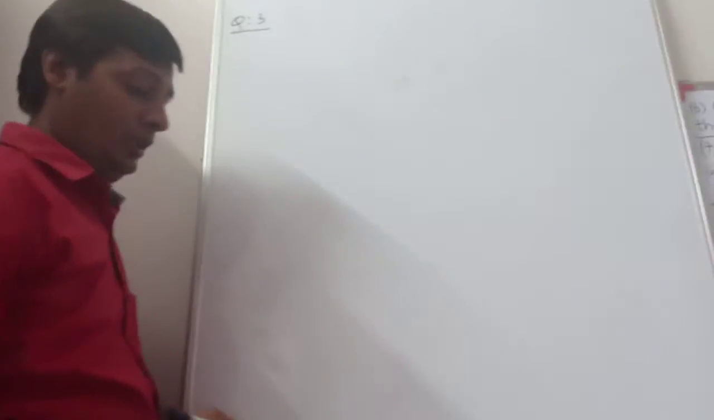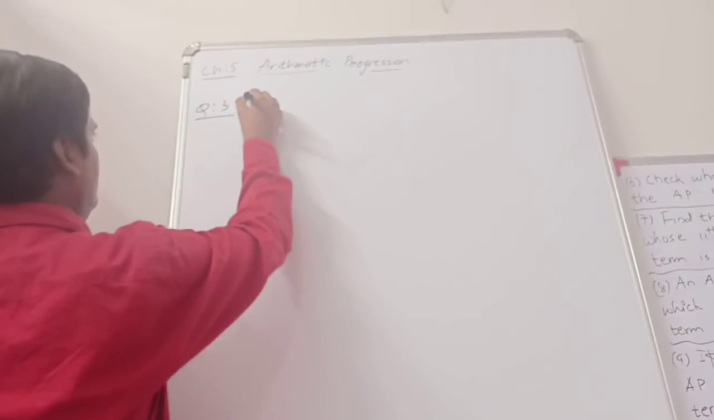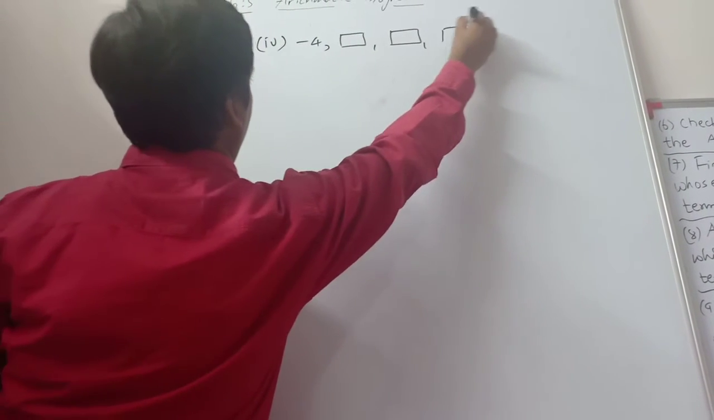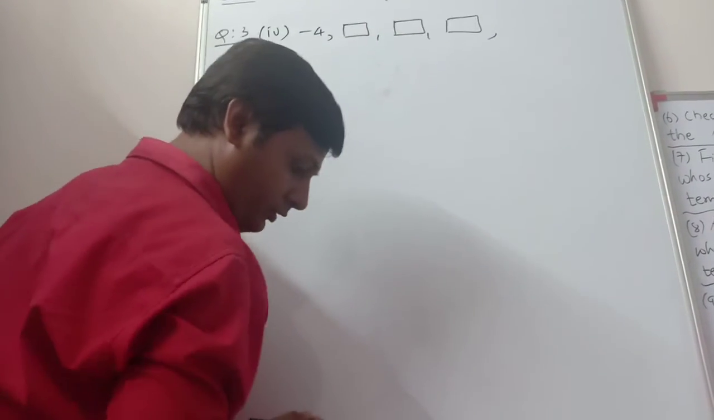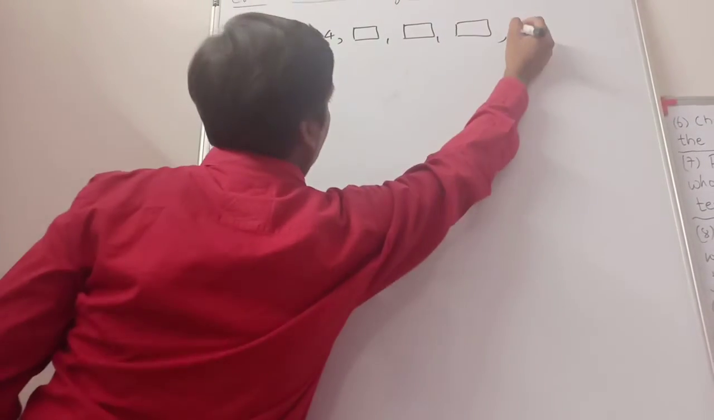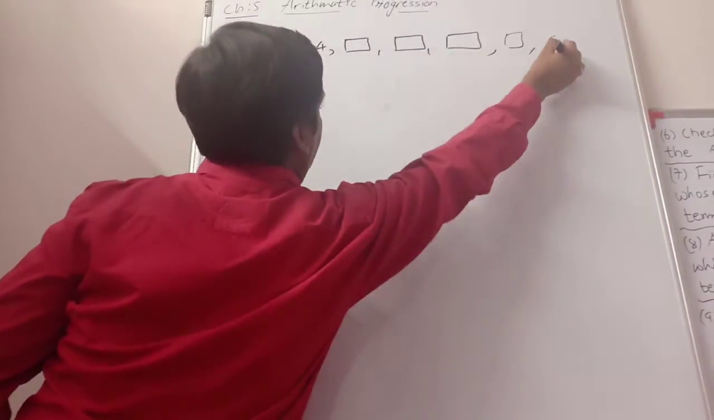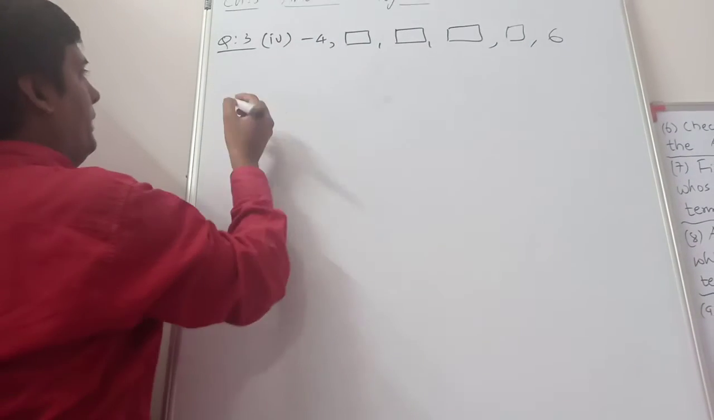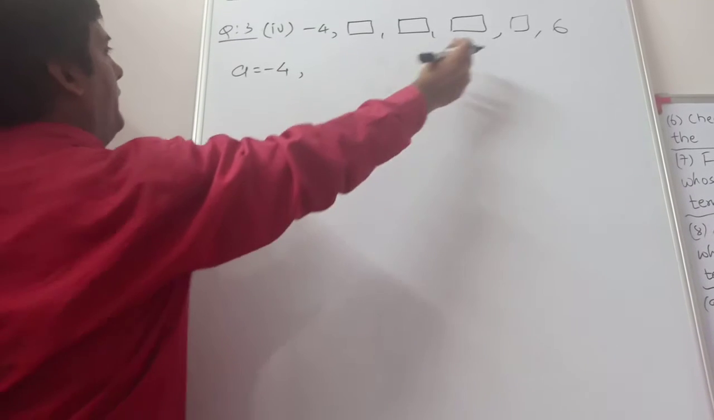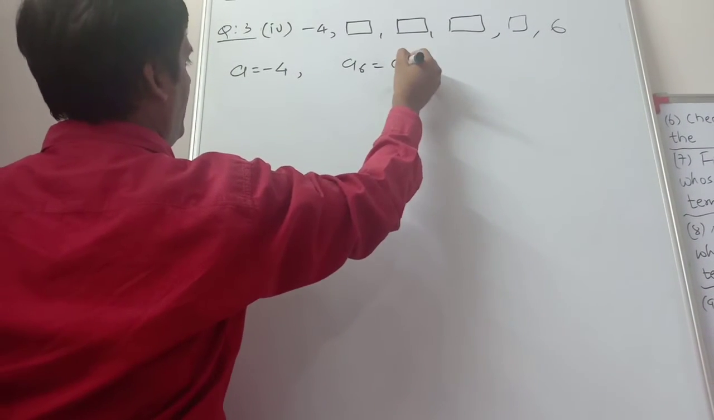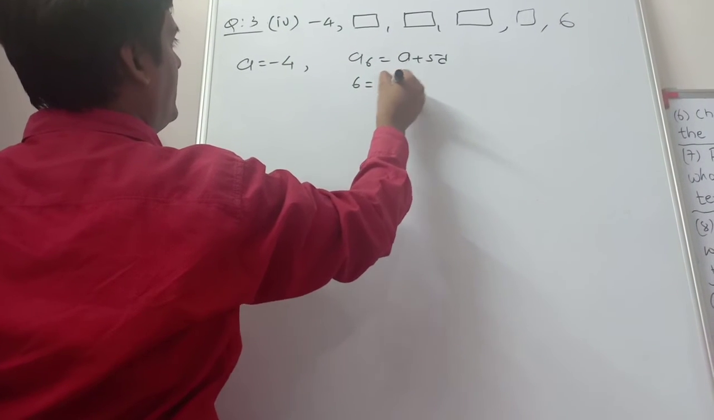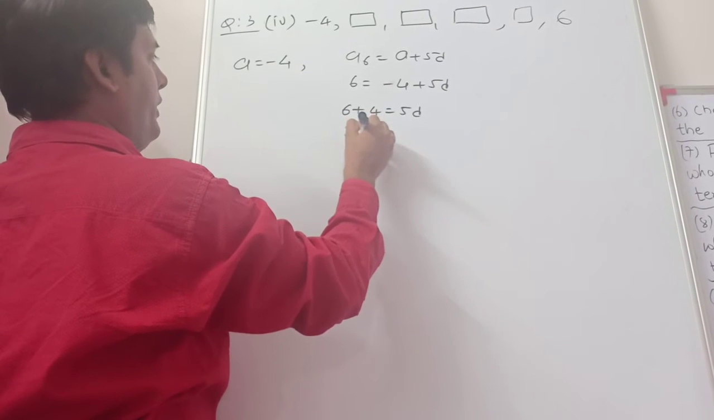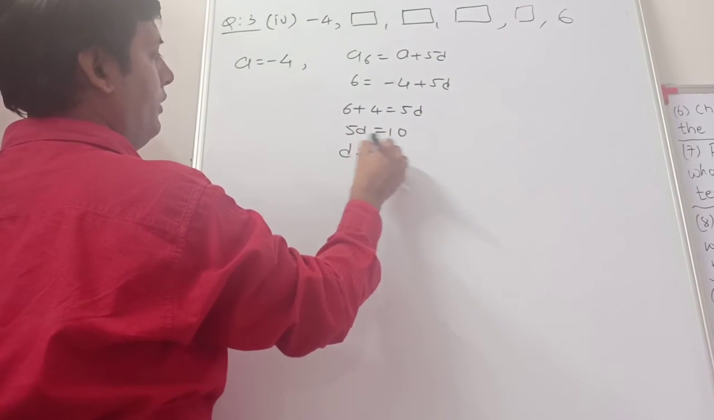Now question 3, the fourth one. Minus 4, then the first term, second, third, fourth, fifth and sixth. Right? So first term, second term, third term, fourth term, fifth term and sixth term. Clear? Okay. So first, we have the first term is equal to minus 4 and the sixth term is 6. So a6 is equal to a plus 5d. Sixth term is equal to 6, a is equal to minus 4, plus 5d. Now 6 plus 4 is equal to 5d. So 5d is equal to 10. So we got d is equal to 2.